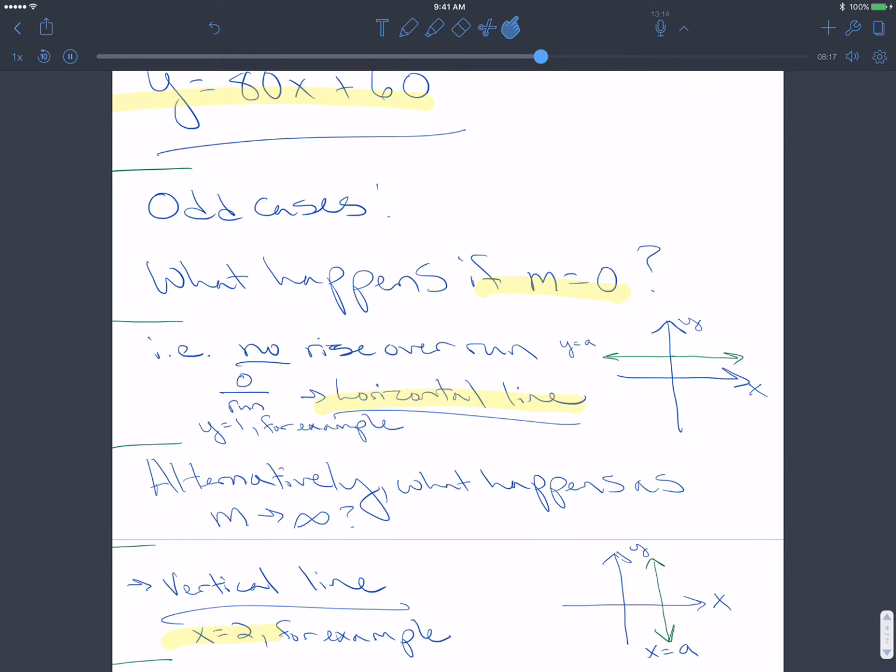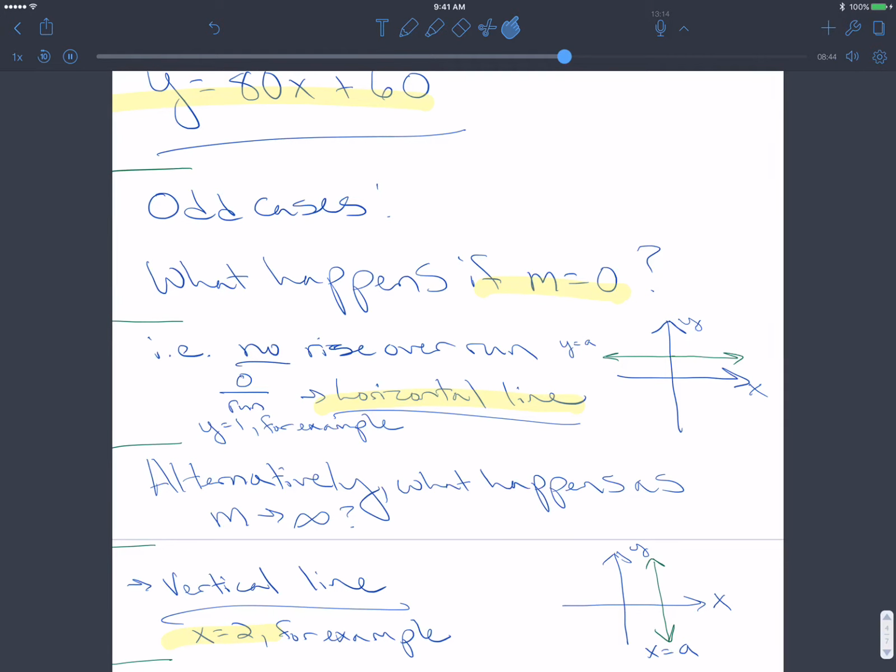So a horizontal line has no rise at all, and that corresponds to it being parallel to the x-axis. We'll talk more about parallel in the next section. Whereas a vertical line is going to be parallel to the y-axis, and is not going to have any y's in the equation. So the horizontal line has no x's, the vertical line has no y's.